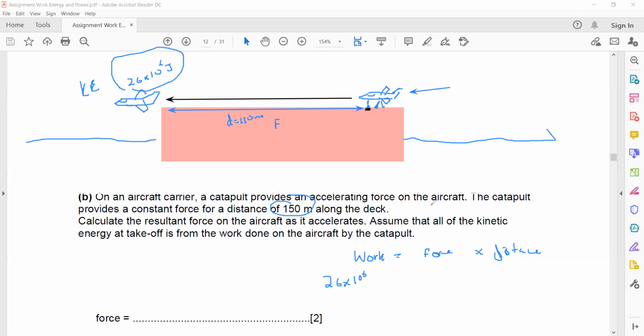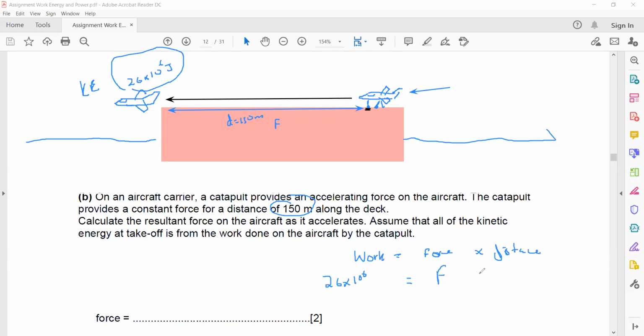Because, for example, if I do work on a plane, I move a plane, and I do 100 joule of work, what will be the kinetic energy of the plane? That will also be 100 joule. If there is no loss of energy, or no absorbed energy, then all of the work done is transferred as kinetic energy. So the work done by the catapult is the same as the kinetic energy of the plane. So work done is 26 exponent 6.